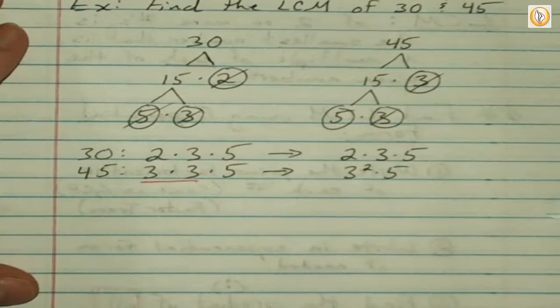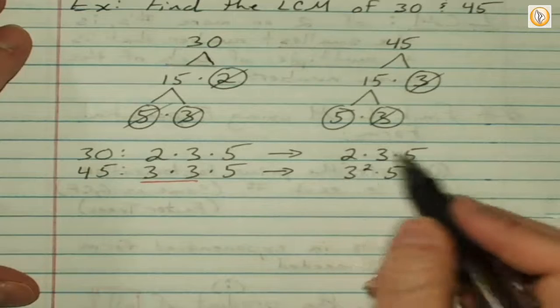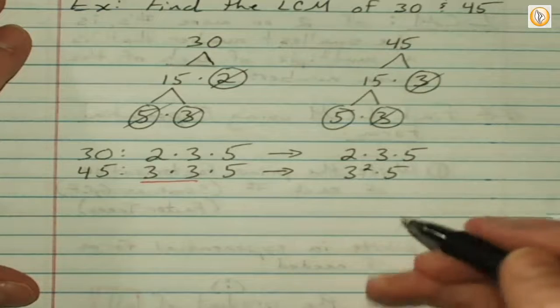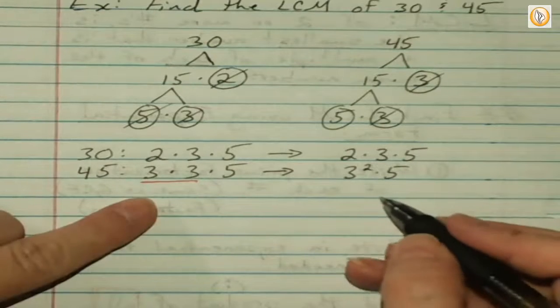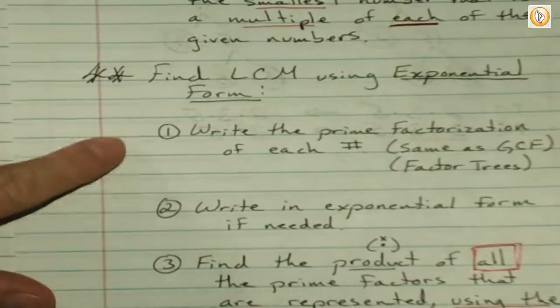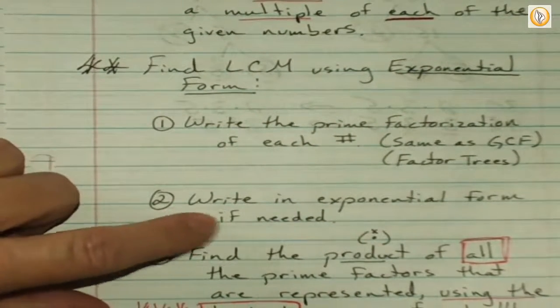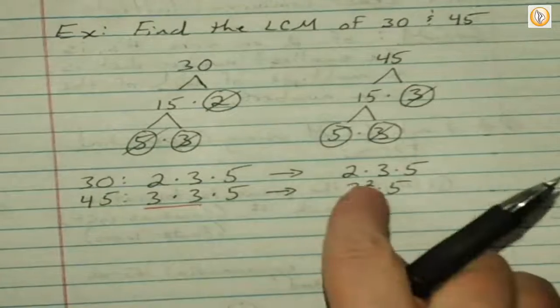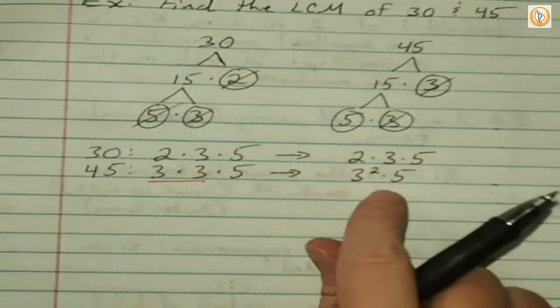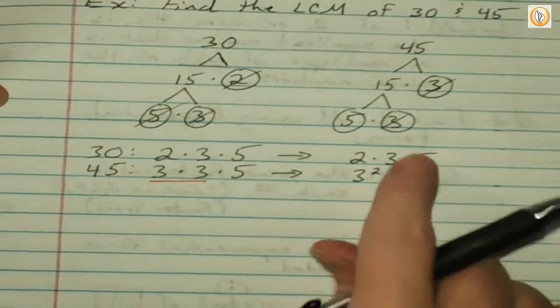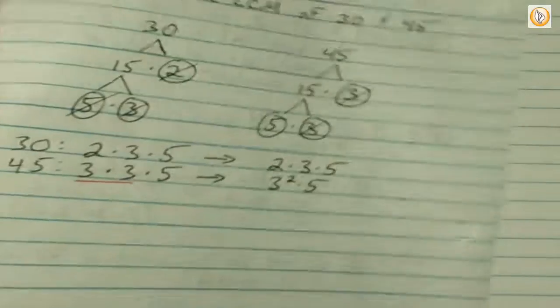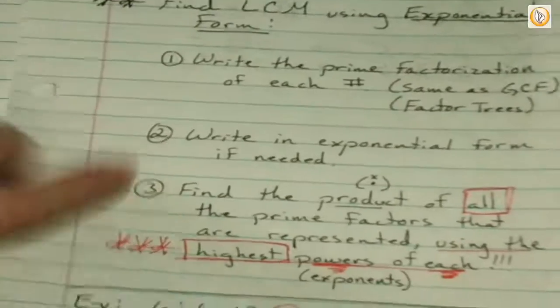Any questions so far? Please tell me if you do not understand what we did right here. Yes? Why do we have to do that? Okay, so this is step 2 to find least common multiple. It says write in exponential form if needed. Like this, it's not needed because you can't do it. Here we can. We have to put it in exponential form so that we can do 3.